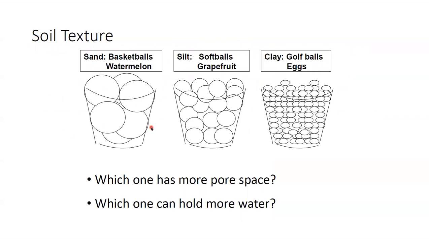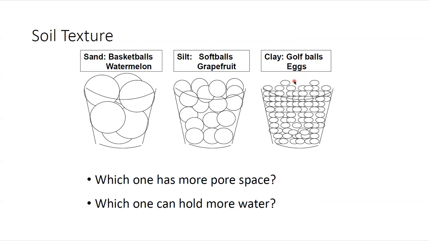Here's a question for you. If we consider this, we have a bucket or a basket filled up with sand, and representatively, it would be basketballs or watermelons. Silt filled up with something in proportion, softball size or grapefruit size. And then clay in proportion being golf ball size or egg size, right? So we're just looking at proportionately what this really means. Questions for you are, which one has more pore space? And which one can hold more water?